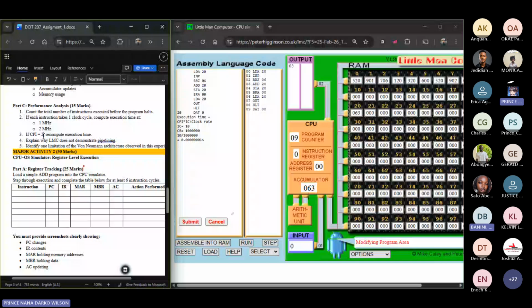I was asking, count the total number of instructions executed before the program halts. Is it 10? Total number of instructions executed. It says before the program halts, right? Okay, let me see. Yeah, he's right. Before the program halts, you guys should count properly, okay? So we have 1, 2, 3, 4, 5, 6, 7, 8. So 8. If it says before the program halts, then we only have 8.